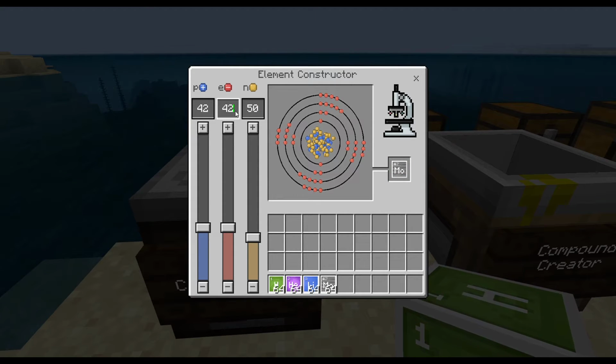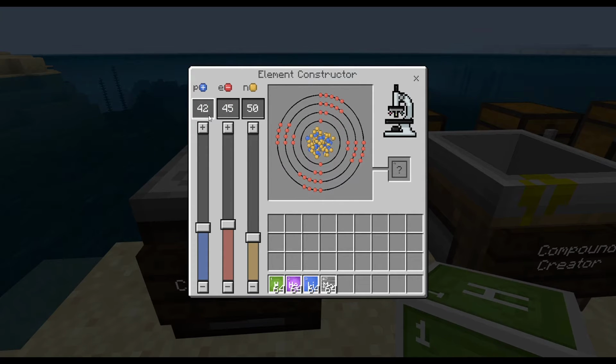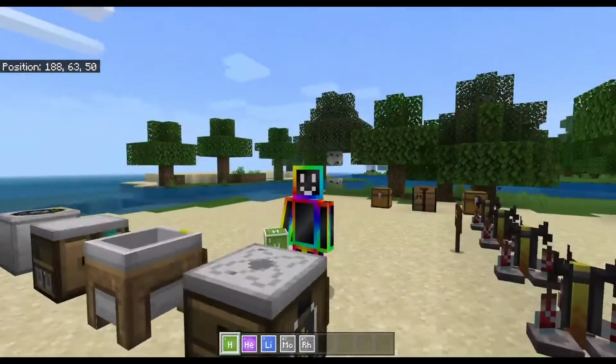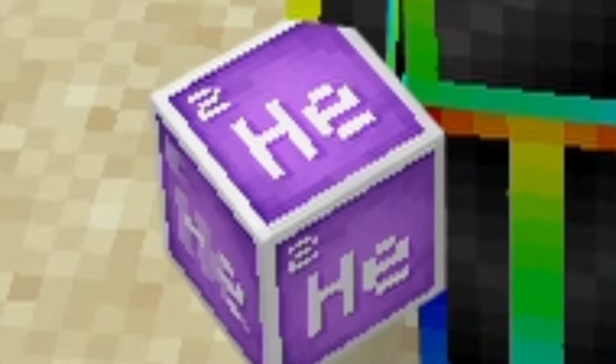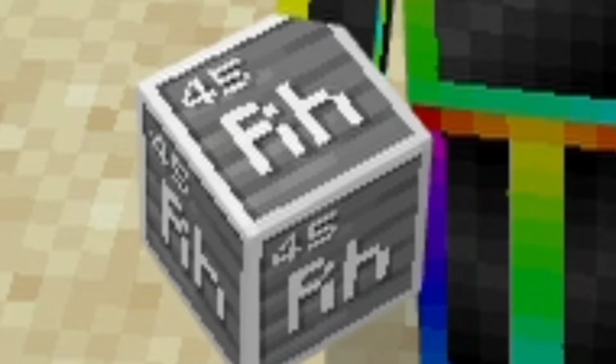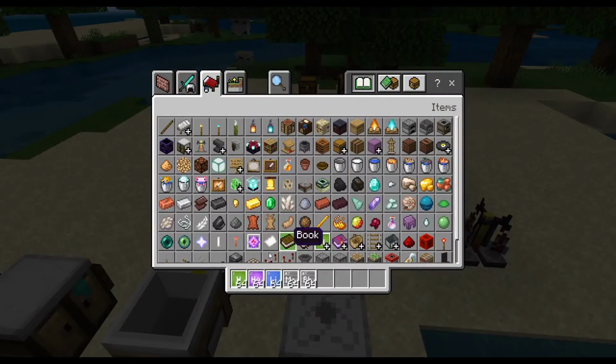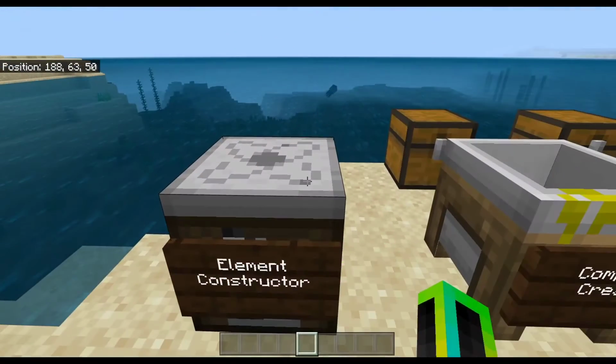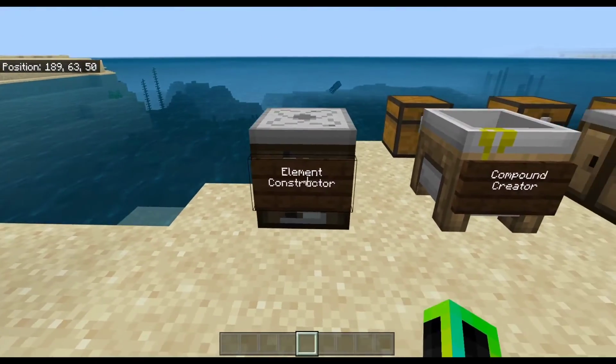Let's go with another one. Yay! We got rhodium. Look, these elements are so good. Now let's go on ahead. You saw that we can create elements.